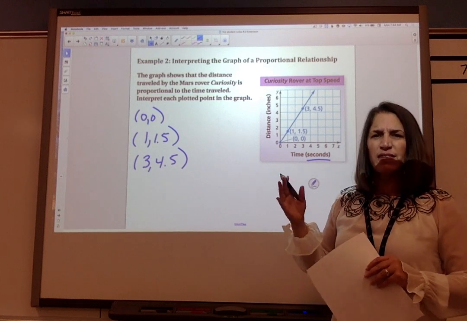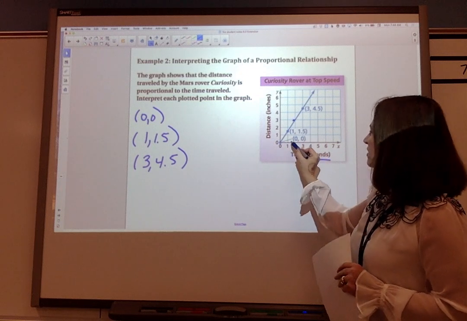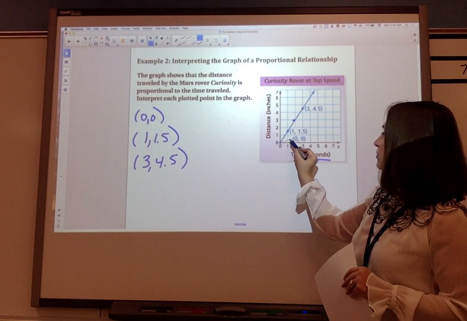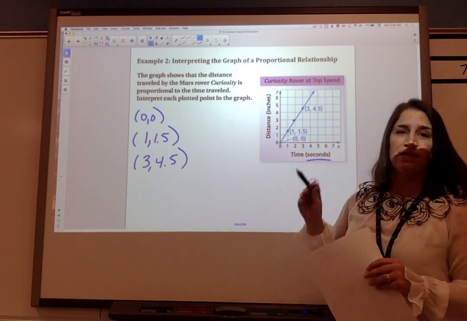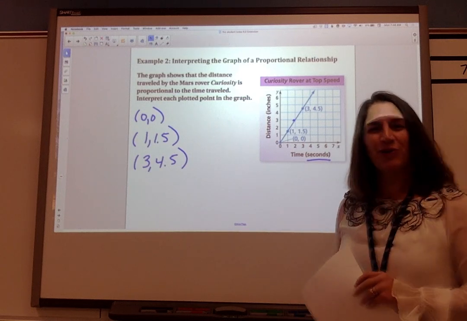So we can kind of look at this. We don't have any other points graphed, but we can look and sort of determine. It looks like after every second, the rover is traveling 1.5 inches. So after 2 seconds, it would be 3 inches. After 4 seconds, 6 inches, and so on. All right, go ahead and try a few of these on your own, and I will see you soon.